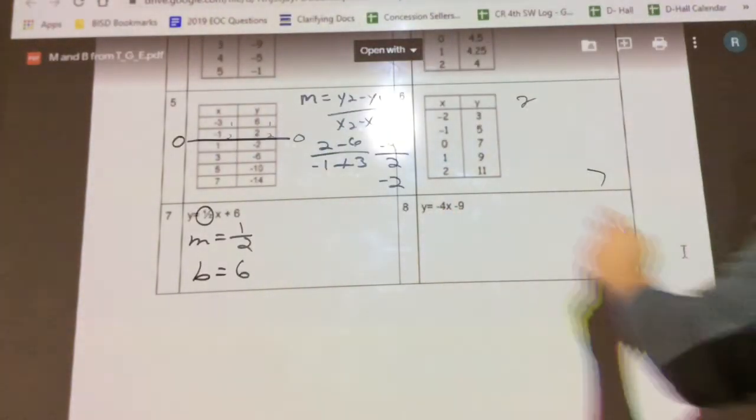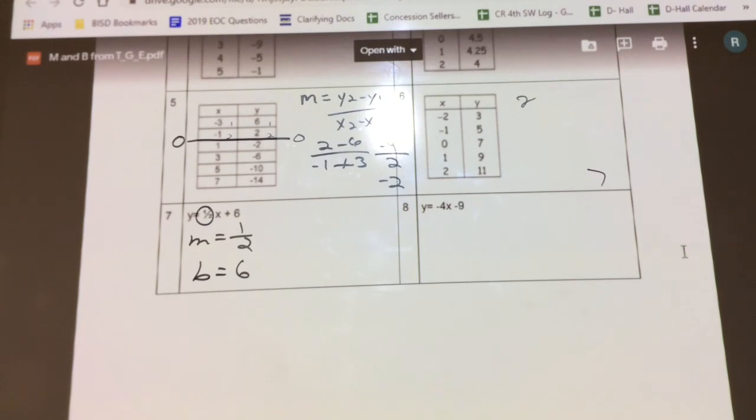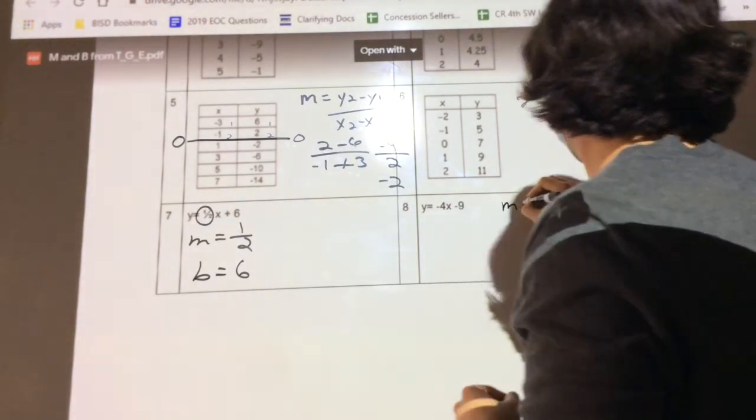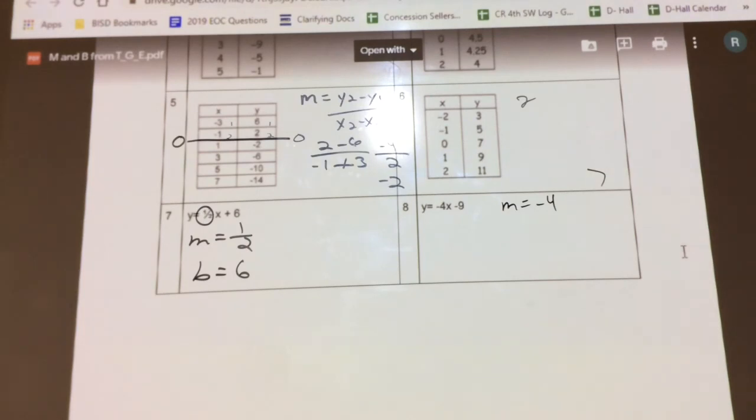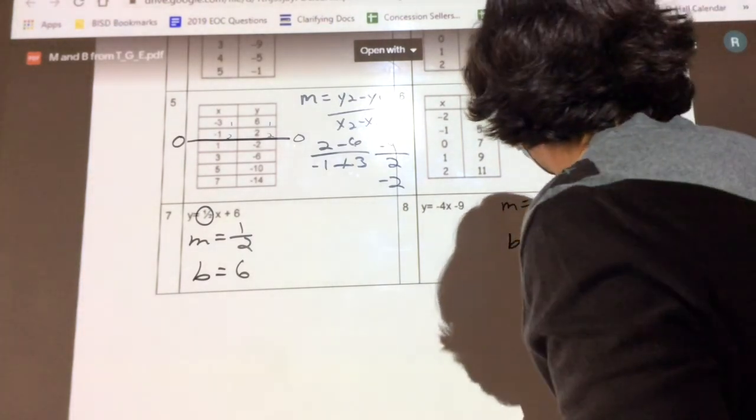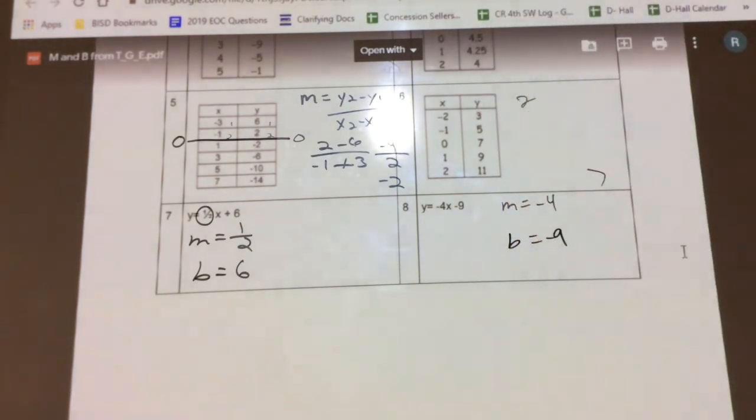What's the slope on this one, number 8? Reed. Negative. No, it's -4. -4. What's the y-intercept on this one, Jackson? -9. Cool. All right, I'm going to go and stop my video real quick.